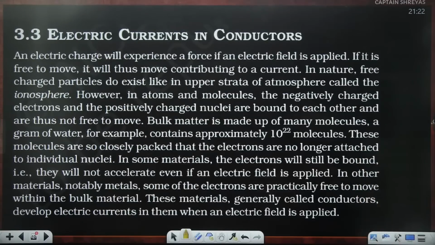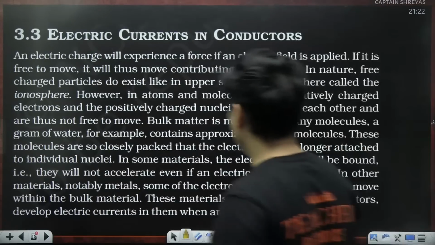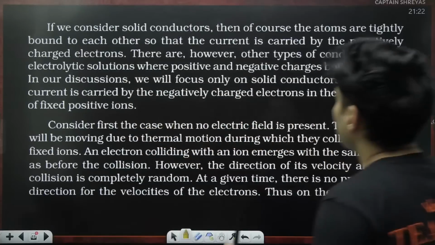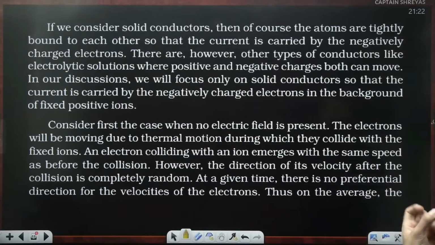Now, these molecules are packed and the electrons are no longer attached to the individual nuclei. In some of the materials, the electrons will still be bound and they will not accelerate even if you apply a field. In some materials like metals, these electrons are practically free to move and they will move inside the conductor when an electric field is applied. If you consider solid conductors, then of course the atoms are tightly bound to each other. So the current is carried by the negatively charged electrons. There are, however, other types of conductors like electrolytic solutions where both can move. In our discussions, we only focus on solid conductors.